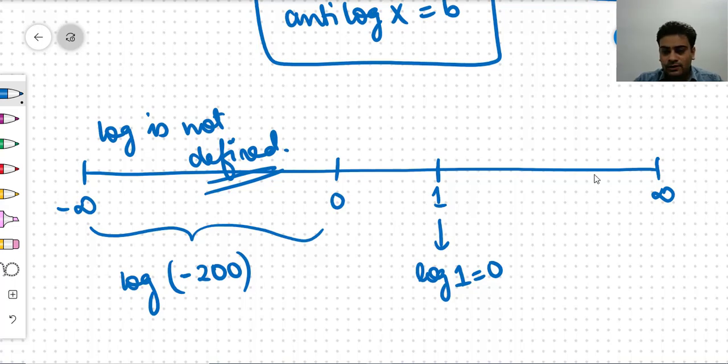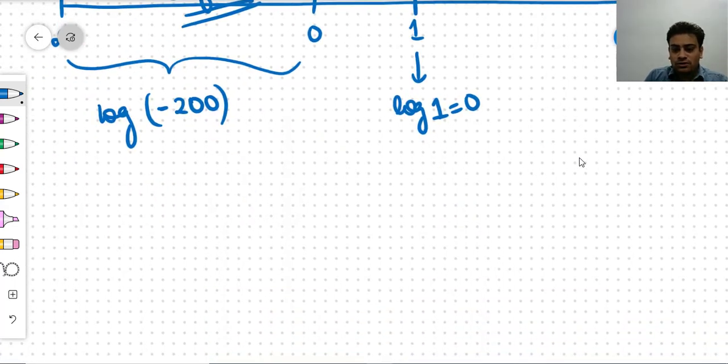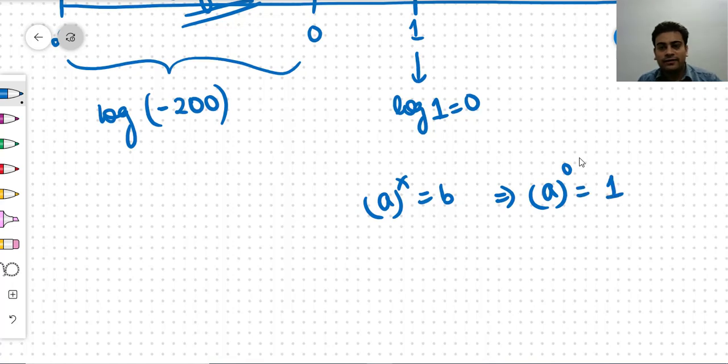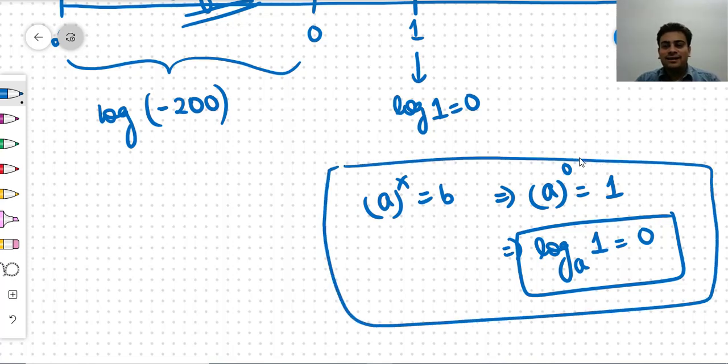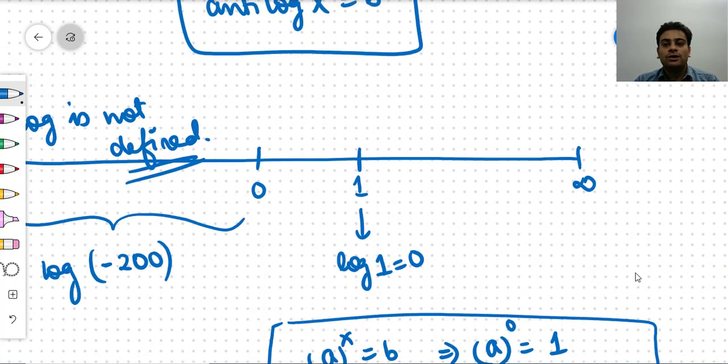Why? You can just quickly see that. Suppose initially I say that a^x is equal to b. We know that a raised to the power 0 is equal to 1, because any value raised to the power 0 is always equal to 1. Similarly, if I convert it into log, this would be equal to log_a 1 = 0. As I told you, if the base is equal to 10, log 1 is equal to 0. So this point is clear, that the value of log 1 is always equal to 0.